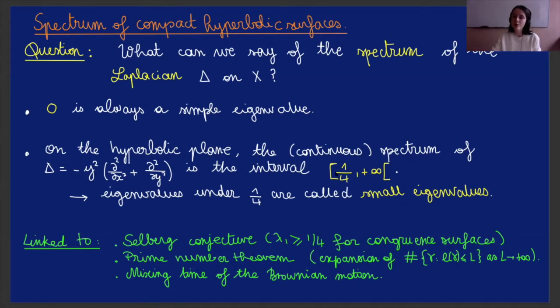And whether or not a surface has small eigenvalues is going to influence this asymptotic behavior. It is also linked to the mixing time of the Brownian motion, so to dynamical properties on the surface. So small eigenvalues really appear in very different fields of mathematics.